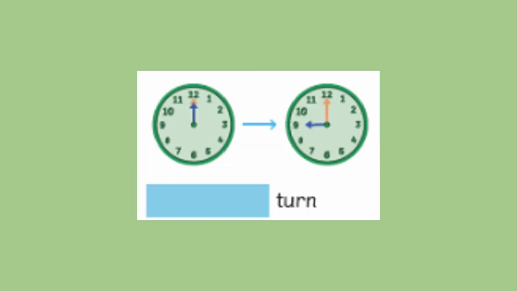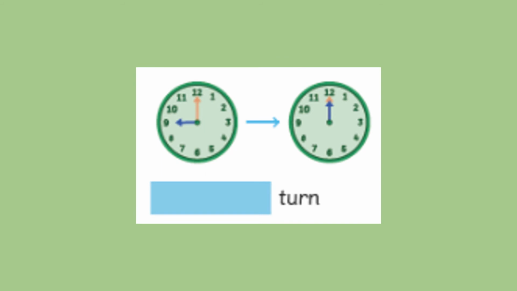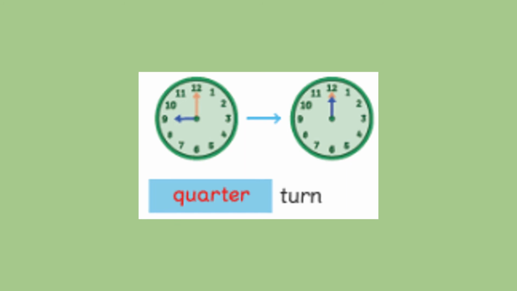For the next few screens, we're going to be looking at the short blue hour hand and the way that it moves. So, can you describe how it has moved between these 2 pictures? What kind of a turn is it? It's a 3/4 turn. Let's try another one. Again, we're looking at the blue hand. What kind of a turn has it made? It's made a 1/4 turn.